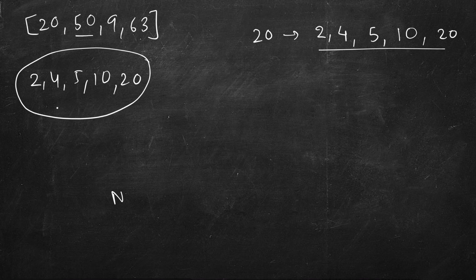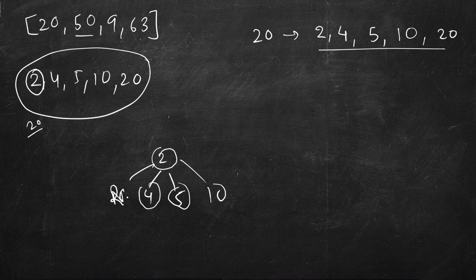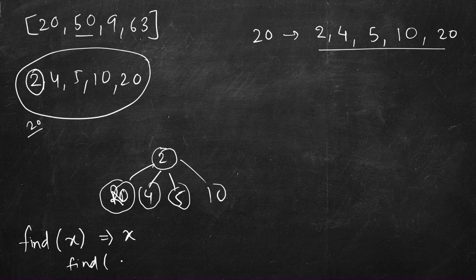So this is the first element, 20. So let's say 2 is the parent here. So 2 is here, 4, 5, 10, 20. The parent of each of them is 2 itself, and the parent of 2 is -1. So we will implement find in such a way that if its parent is -1, then return the number itself, else return find of parent of x. So continue until you reach the top, and then you return this number. So find for all of these numbers will return 2.